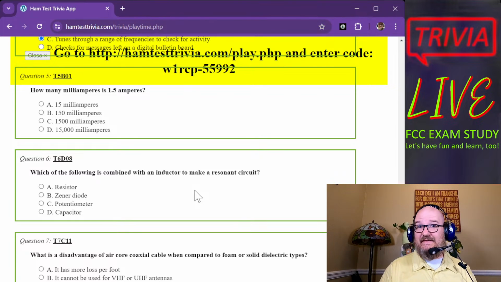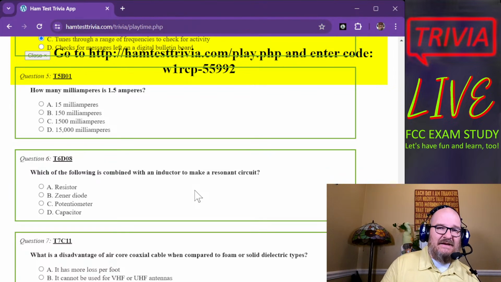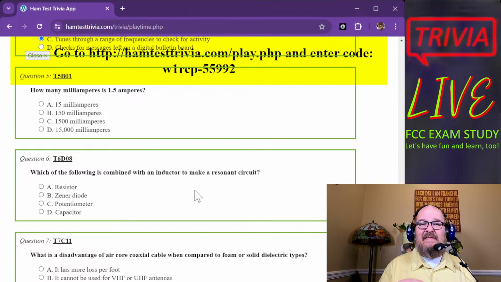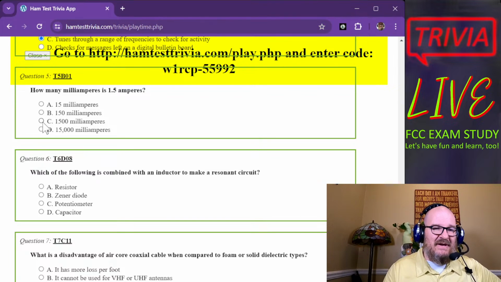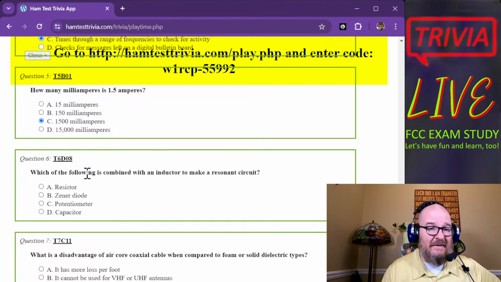That's scientific notation, and we seem to like multiples of 3. So if you multiply 1.5 amps times 1,000, you're going to get 1,500, and a milli means to divide by 1,000. So it's a balancing act. So your answer on this one is going to be 1,500 milliamperes, or as we usually just say, 1,500 milliamps.